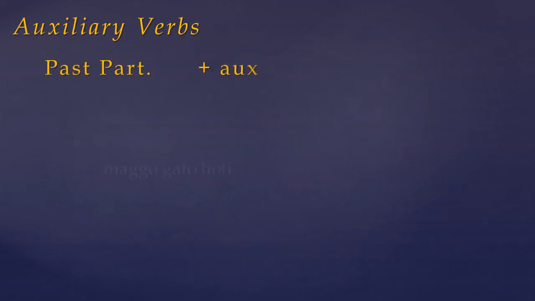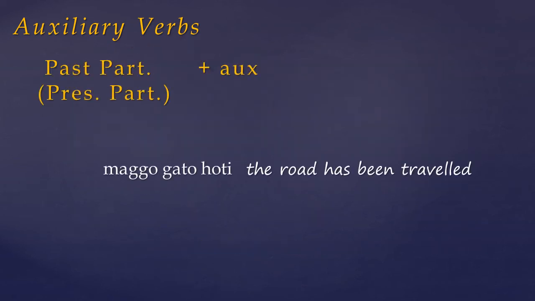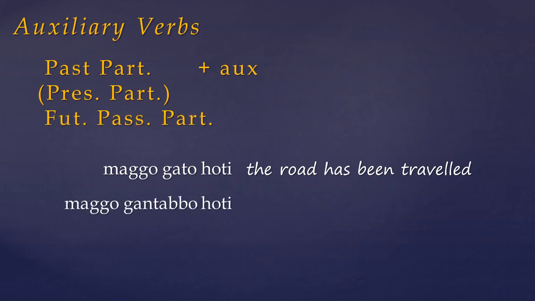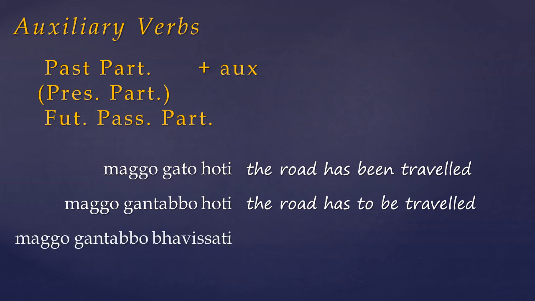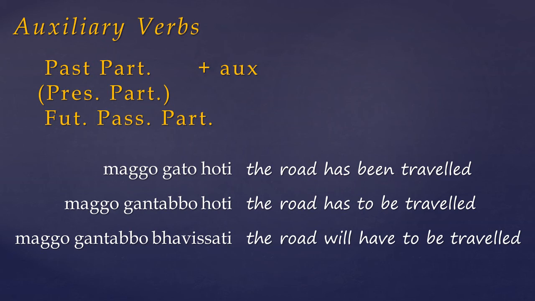Now, as well as past participles, and very occasionally present participles, auxiliaries can accompany future passive participles. And as verbs, these can have a wide range of meanings from being capable of to ought to be or must be done. So when in periphrasis we get the road must be or has to be travelled. And in a few cases they appear with future auxiliary verbs, in which case they express will have to be, the road will have to be travelled.